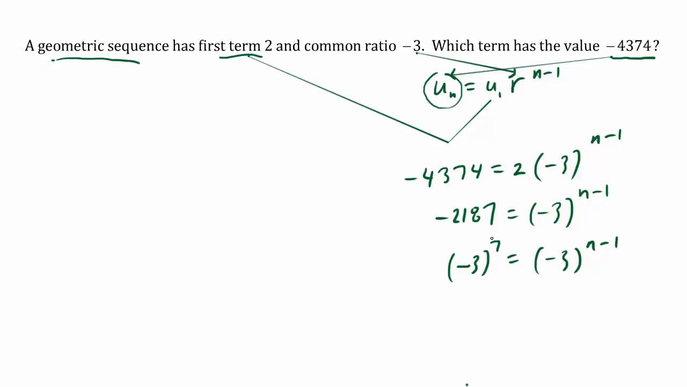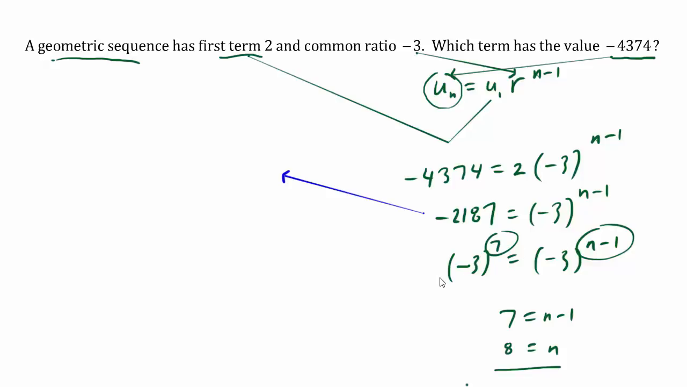And by doing this, we can now equate the exponents. 7 plus 1 is 8. So we say n equals 8. Which term has the value? It's the 8th term. So now that we know the answer is the 8th term, n is 8, let's take a moment and analyze this part over here.